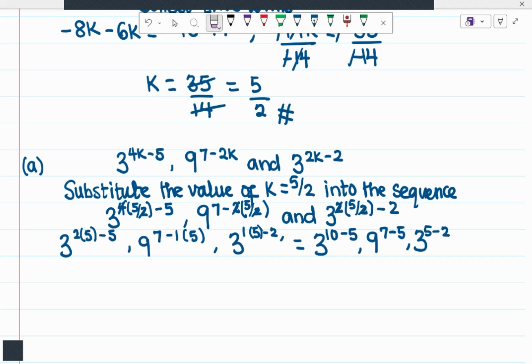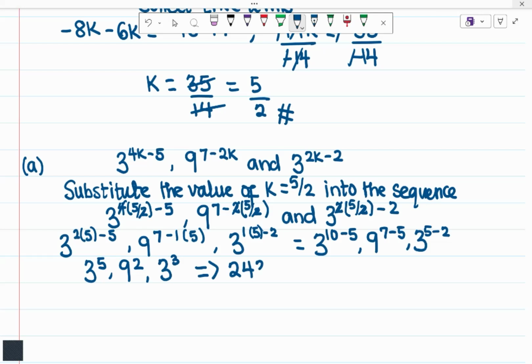So if I solve this further, what do I have here? This is 3 raised to the power of 5, comma 9 raised to the power of 2, and 3 raised to the power of 3. So my sequence will now become 243, comma 81, comma 27. So this is my sequence.